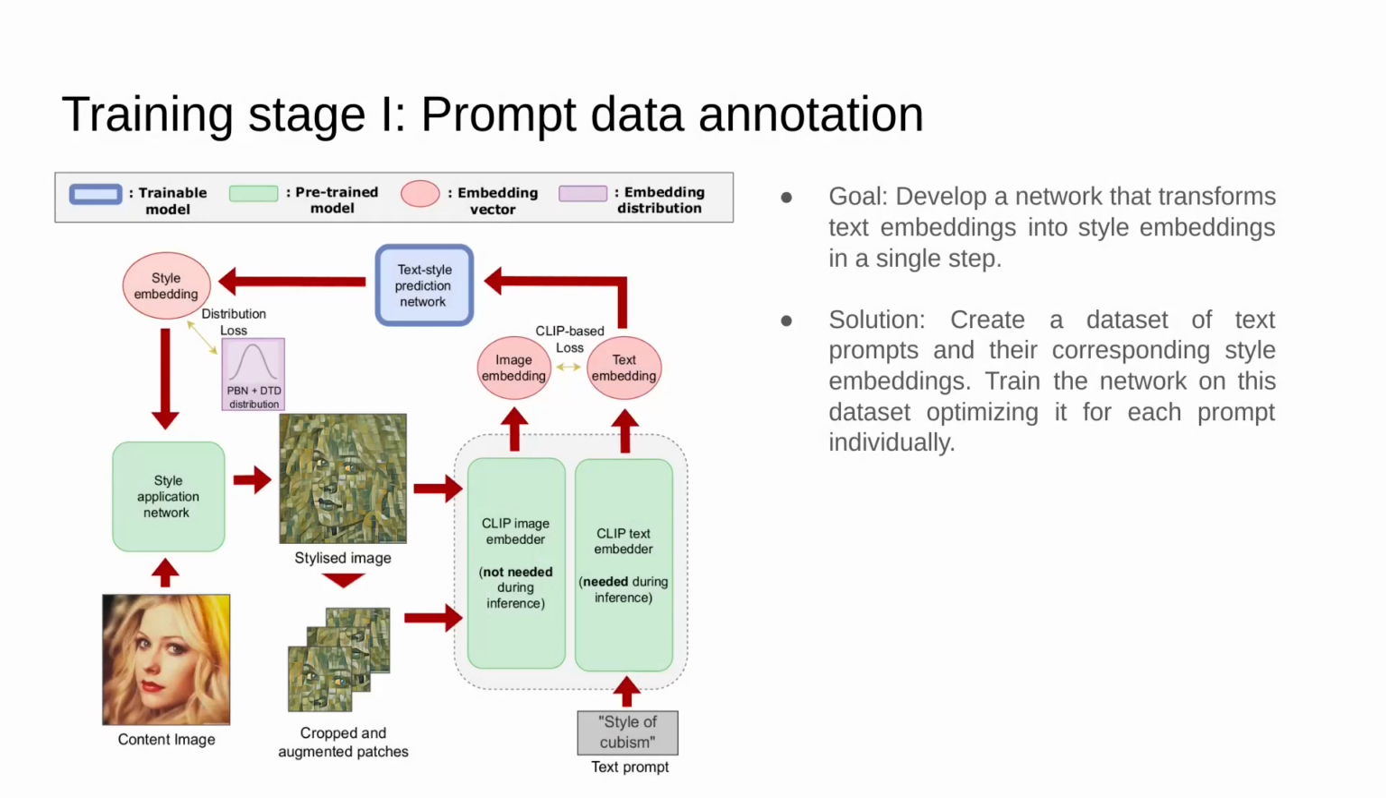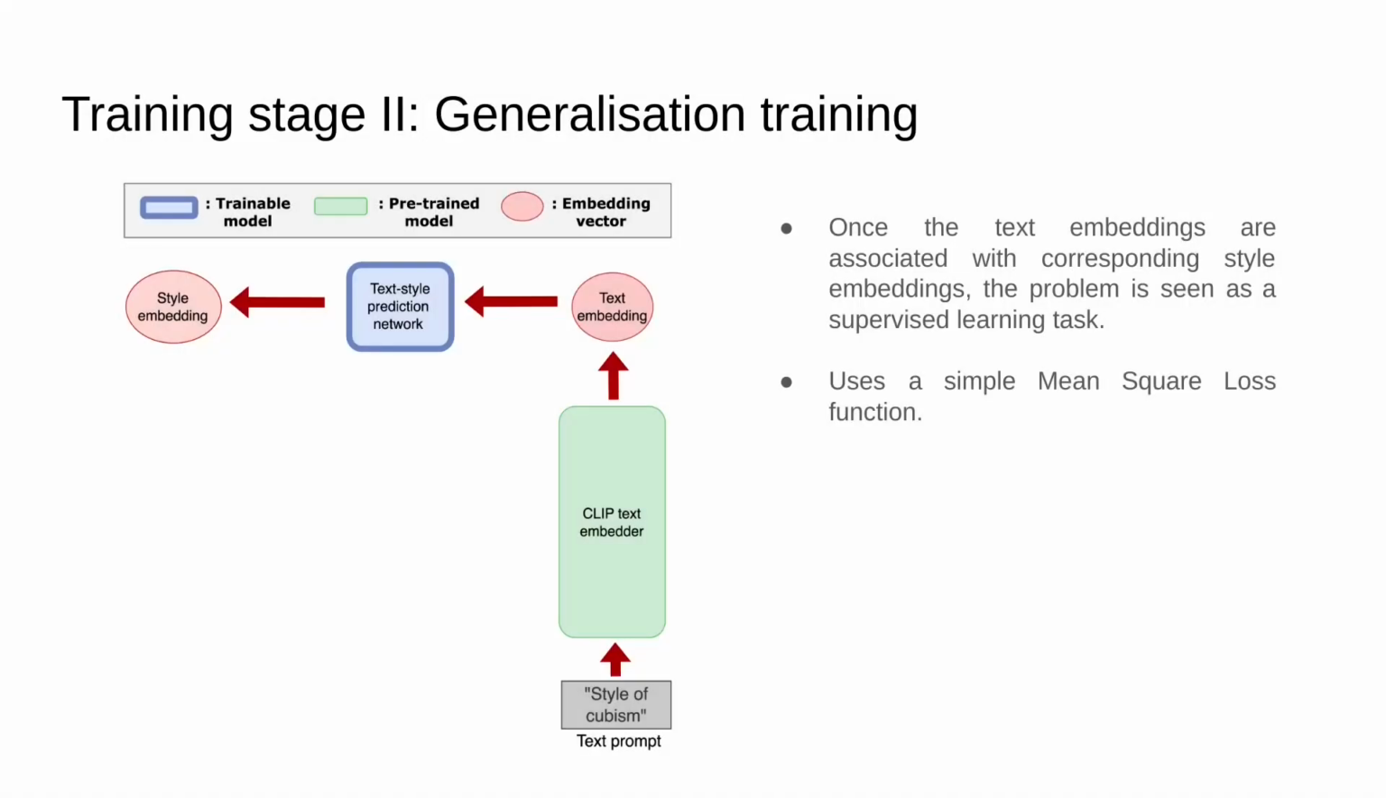In order to create this, we collect a dataset of text prompts and run the optimization procedure on each of them independently. Once a model is optimized for a given prompt, the style embeddings corresponding to that are saved, essentially creating a mapping between text embedding and style embedding.